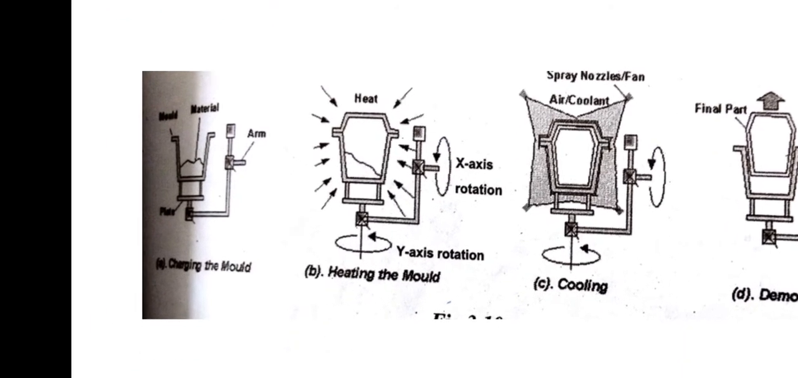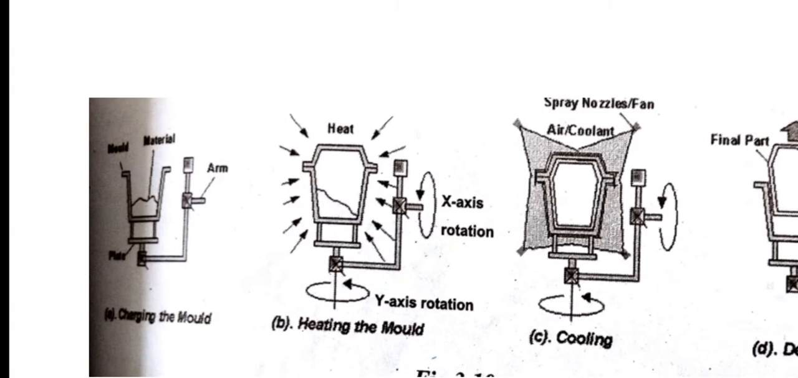First one, clamping the mold. Now see here, this is the mold. In this mold the polymeric material is placed. See, the arm is attached here to this vertical portion. This is the vertical arm. This is rotating about its axis, about its x-axis. It is rotating, and this part is rotating about its vertical axis.